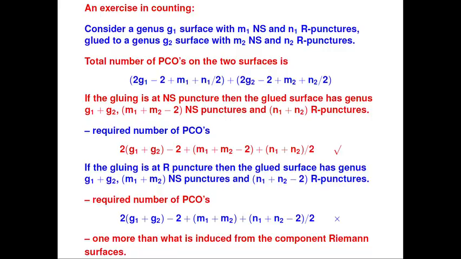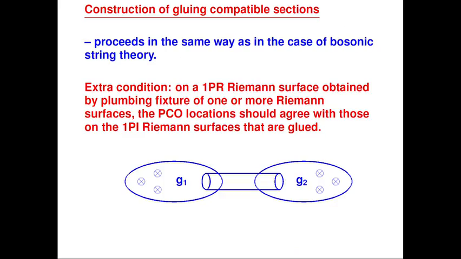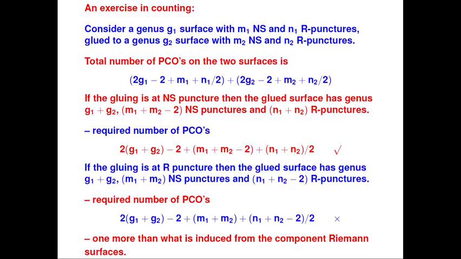So let us suppose that we have a genus G1 surface with M1 NS punctures and N1 R punctures. And we also have a genus G2 surface with M2 NS punctures and N2 R punctures. And we glue them to each other. So the total number of PCOs on the two surfaces: this was the number of PCOs on the first surface, this is the number of PCOs on the second surface. If you go back to this figure, you are basically counting this number plus this number, the number of PCOs on the first one plus the number on the second one.